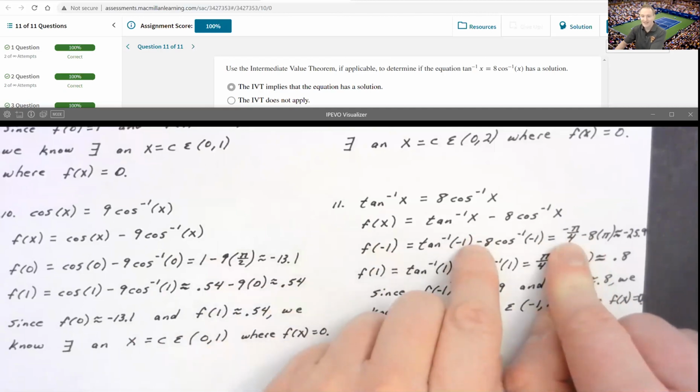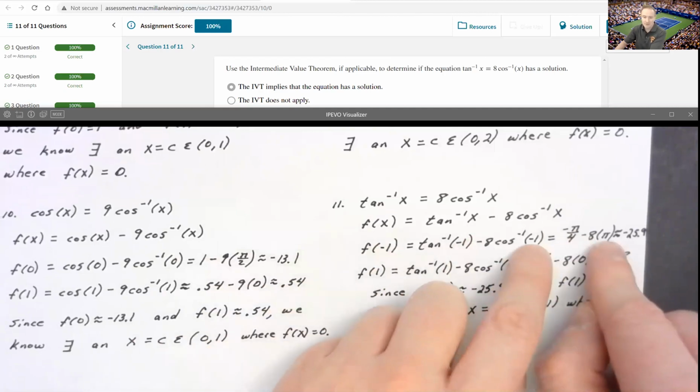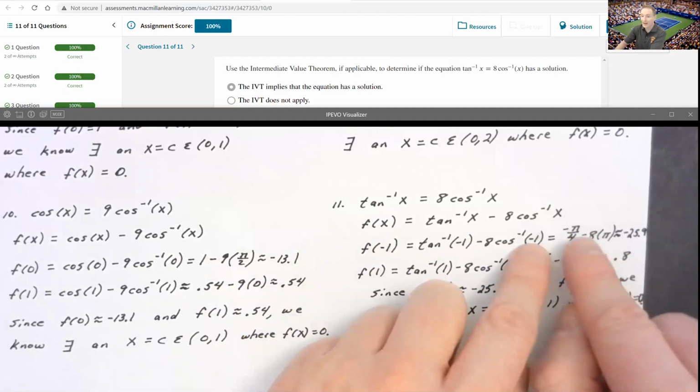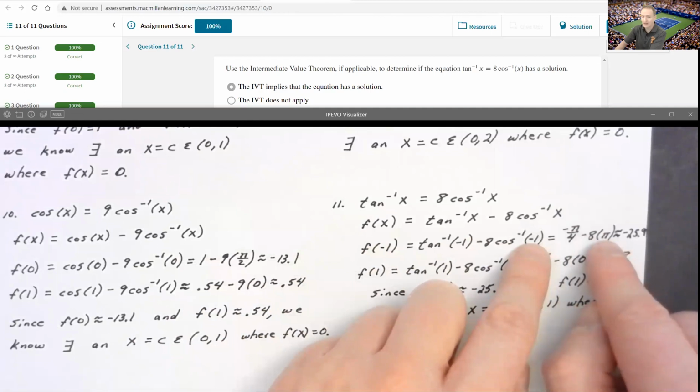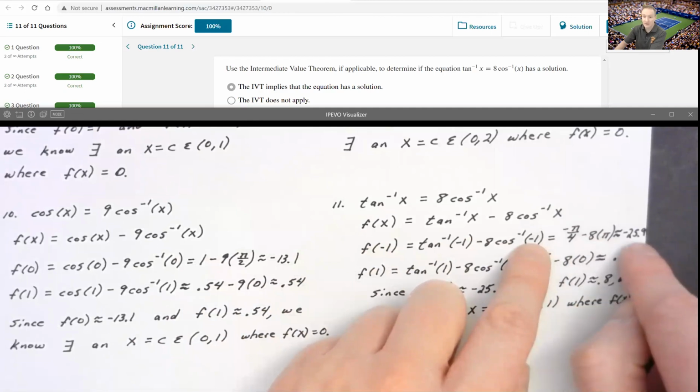And then minus 8 times the inverse cosine of -1. That's asking you, when is your cosine function -1? That's at an angle of pi. So you could say, I'm going to have negative pi over 4 minus 8 times pi, and that's going to give me a very, very negative value of like negative 25.9 approximately.